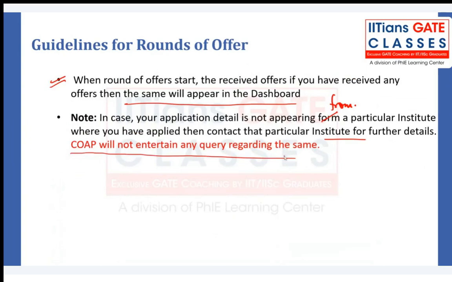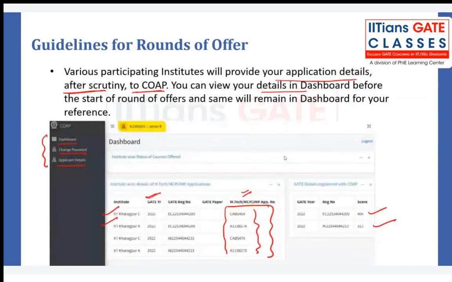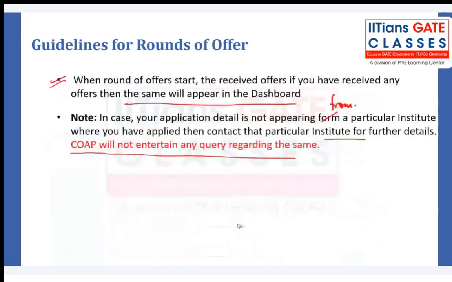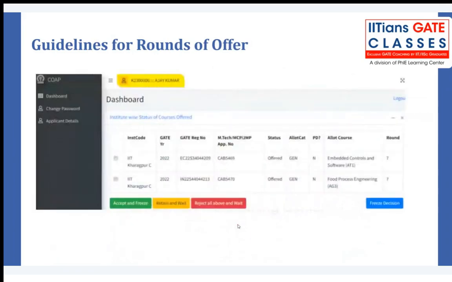This is for sure. The moment you have registered in COP, and if this information is not visible on your dashboard, because you might have applied in different IITs of your preferences, all of that information should be appearing here once you get registered with the COP. So you see here, this is how the offer will be made. You see the dashboard, IIT Kharagpur, this GATE registration number, this is your MTech application ID which you have applied, and this is the offer status.